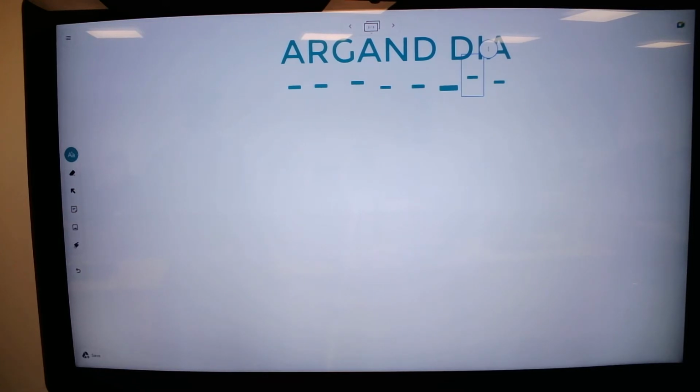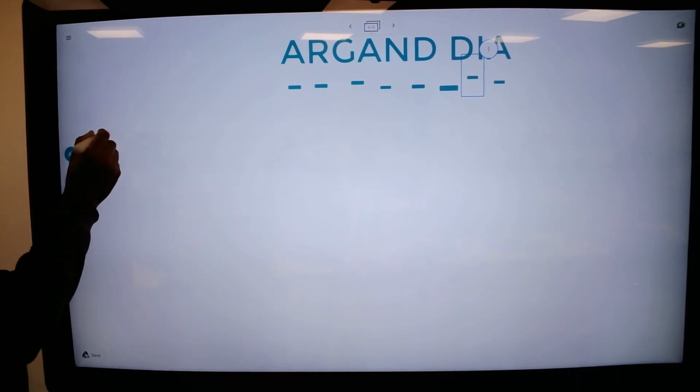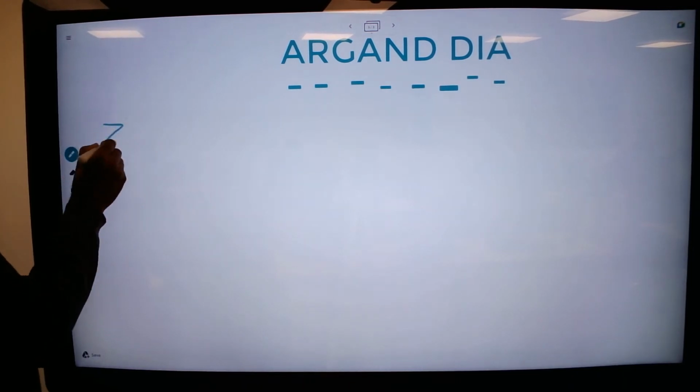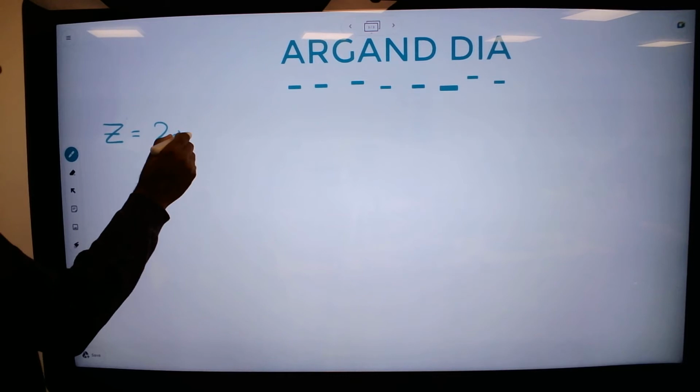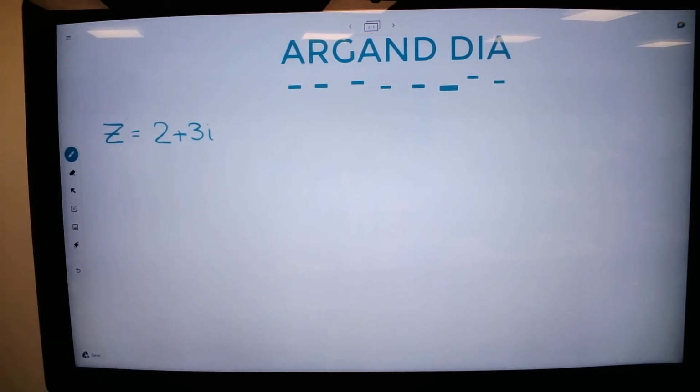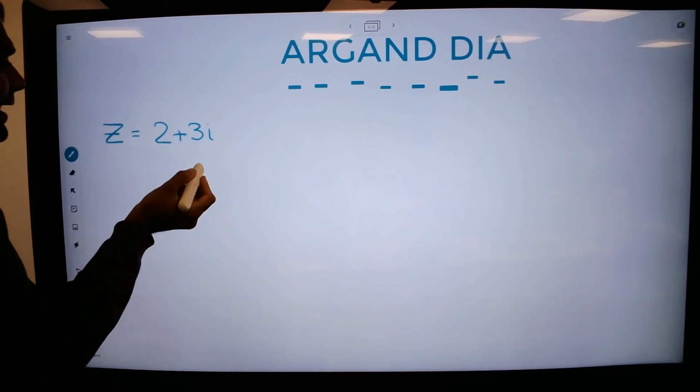Argand diagram. Now what is an Argand diagram? An Argand diagram is a way of representing a complex number on a graph. We know the Cartesian form. Now what is Cartesian form? Well, when I say, let's say, Z equals 2 plus 3i, this is known as Cartesian form. Cartesian means on a Cartesian x and y plane, and then I converted that into a polar form.